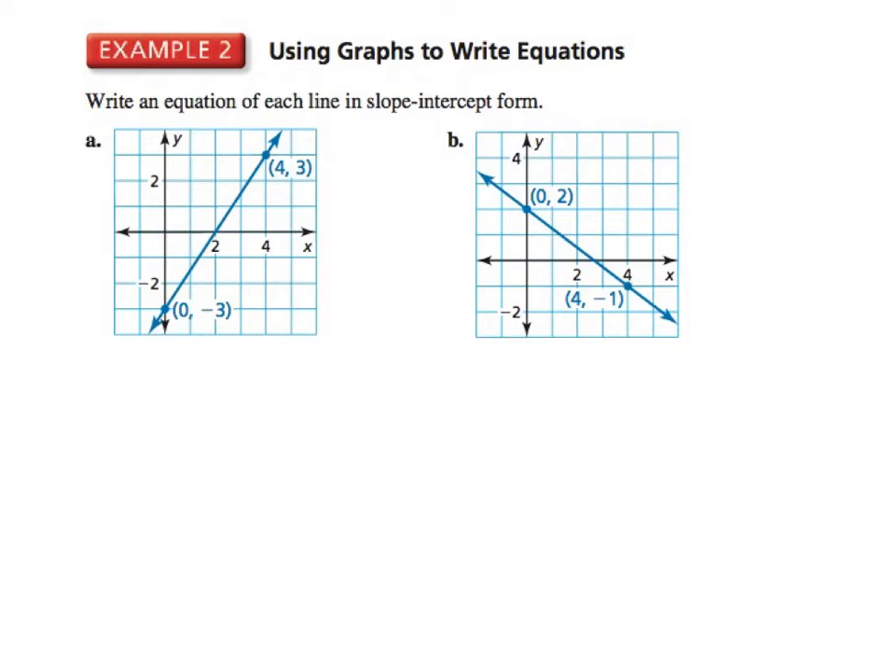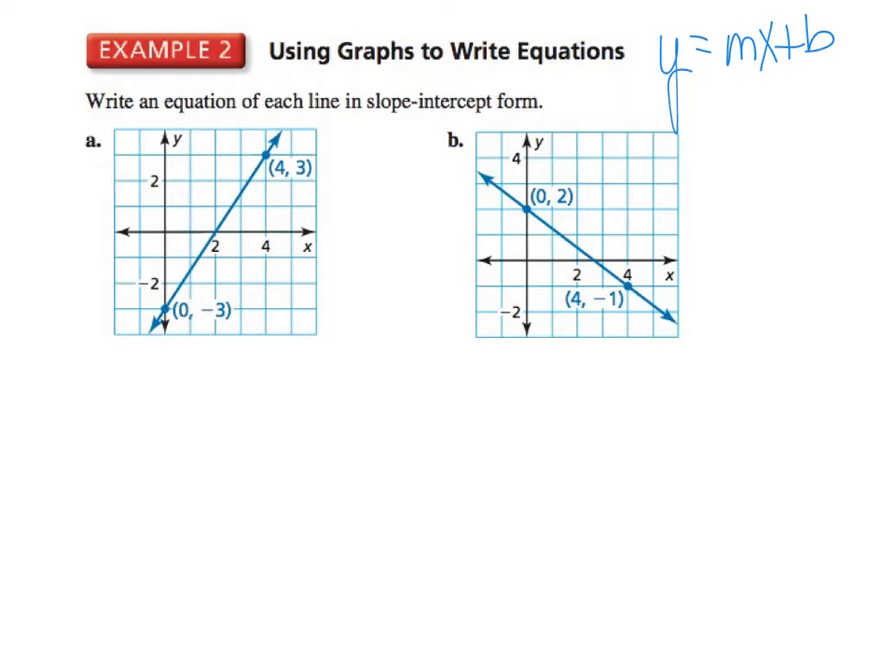Now tell me, what's slope-intercept form? What is the equation for slope-intercept form? Good. Y equals mx plus b. What does the m stand for? Okay, slope. And what does the b stand for?